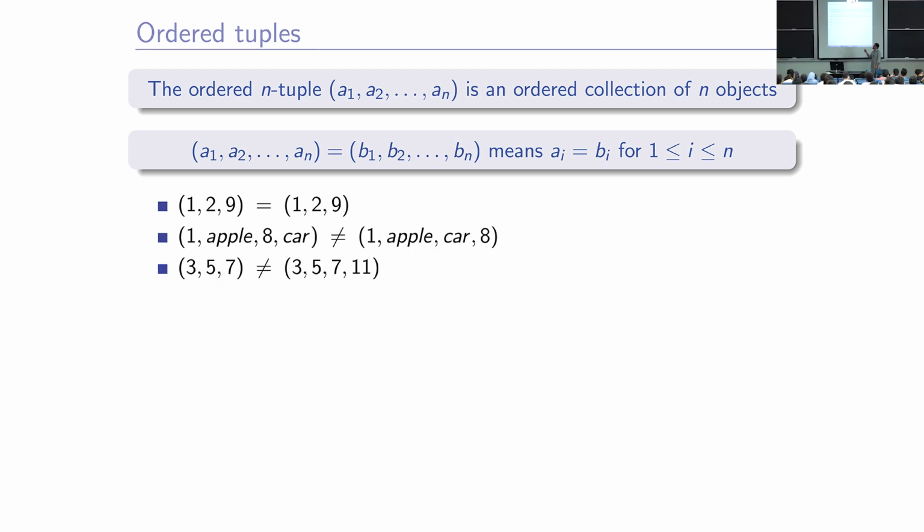So for example, (1, 2, 9) is equal to (1, 2, 9). (1, apple, 8, car) is not equal to (1, apple, car, 8). Why? The order is different. You can see that the third element in the left-side ordered 4-tuple is 8, and the third element in the right-side ordered tuple is car, and they are not the same. They are not equal. Okay, (3, 5, 7) is not the same as (3, 5, 7, 11).